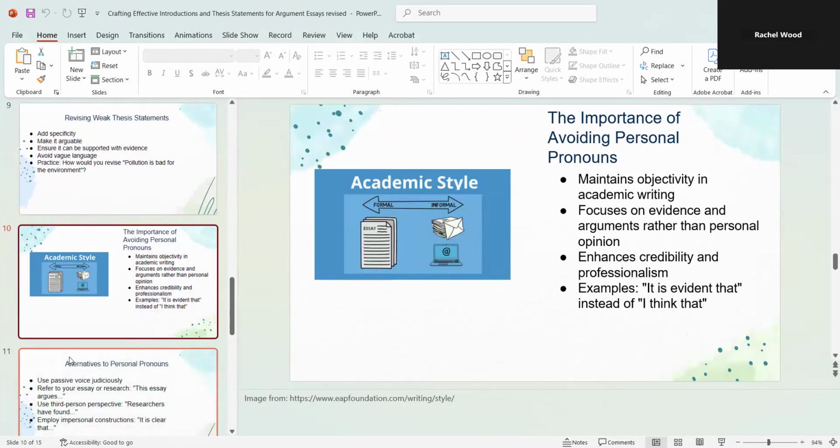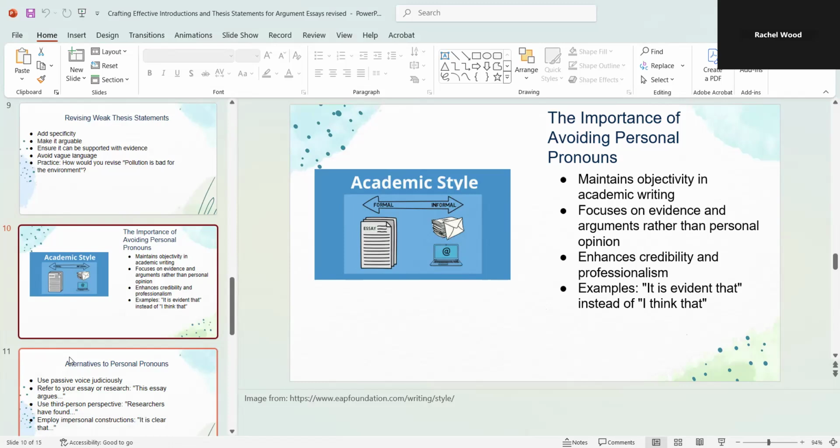That being said, going into the next one, I'm going to talk a little bit about academic style, the importance of avoiding personal pronouns. When you are using personal pronouns in academic writing, it actually weakens your position. So you need to make sure that you maintain objectivity in academic writing. You need to focus on the evidence and arguments rather than personal opinion. Yes, you are writing an argument, and yes, it is your personal opinion, but you have to keep yourself out of it.